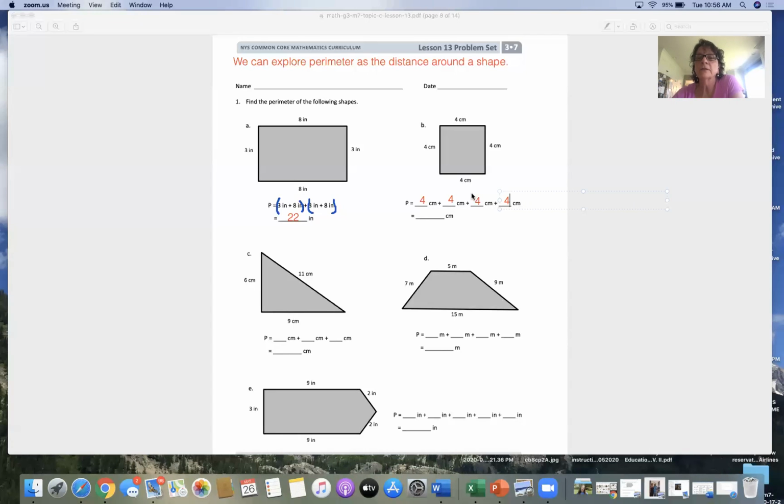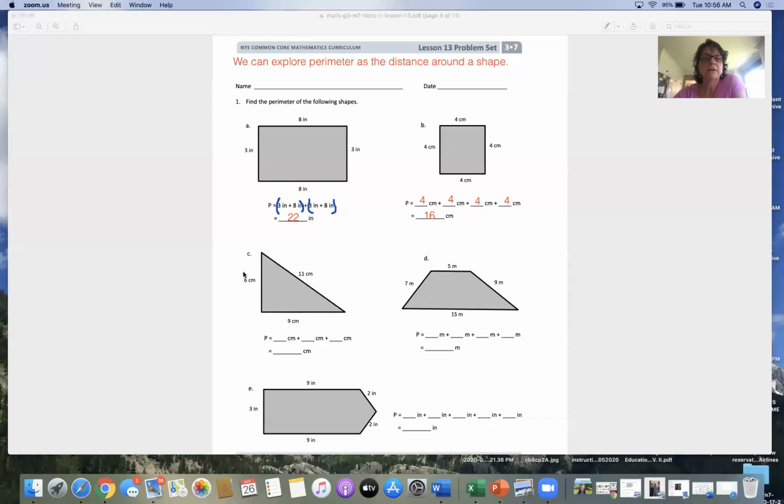Okay. Squares are easy to find the perimeter of because you're writing the same number 4 times. When I go to solve this, I have a couple ways I can do it. I can think that's repeated addition, right? So 4 plus 4 plus 4 plus 4 would be the same as 4 groups of 4. And so I could say 4 times 4, and then I could skip count by 4 times. 4, 8, 12, 16. So the perimeter of this shape is 16 centimeters.